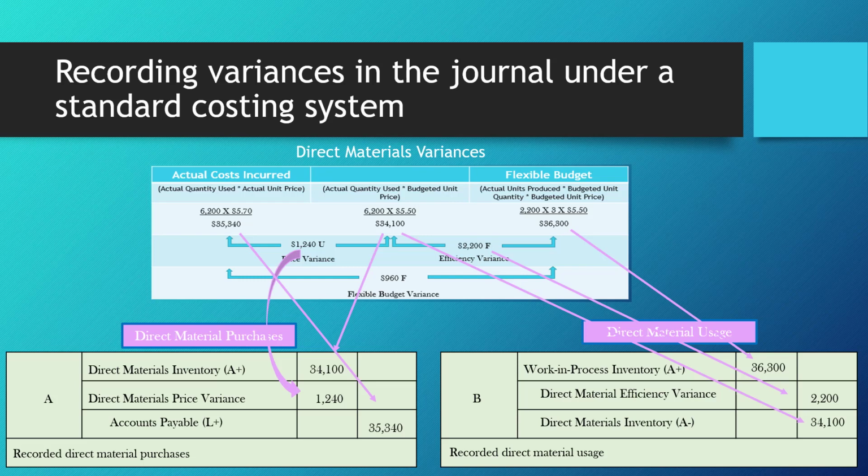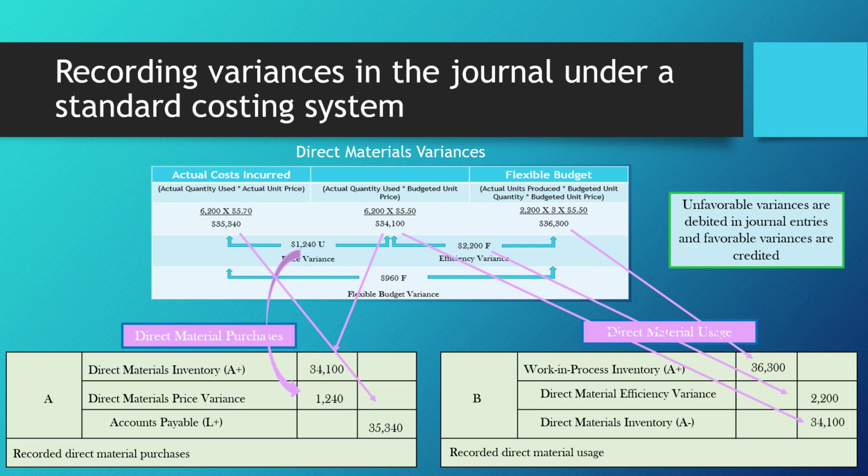I debited direct materials price variance in the direct material purchases entry. I credited direct materials efficiency variance in the direct material usage entry. How did I know how to do that? Because the rule of thumb is as such. If you have an unfavorable variance, like we did over here for direct materials price, you know it has to be a debit in your journal entry. If you have a favorable variance, like we did over here for our efficiency variance, it has to be a credit in your entry. And the reason being right here is because our numbers at our standards are not going to line up with what we actually had.